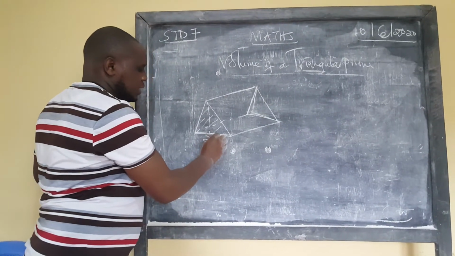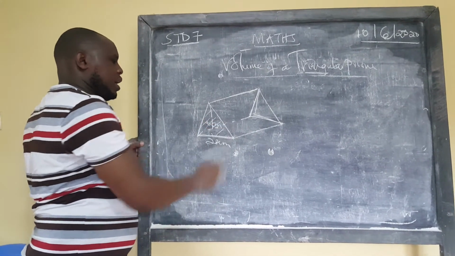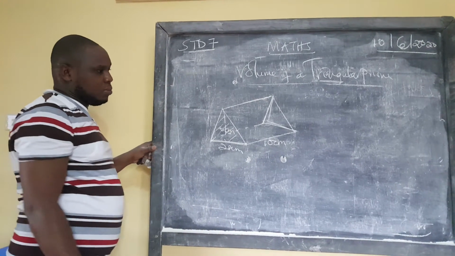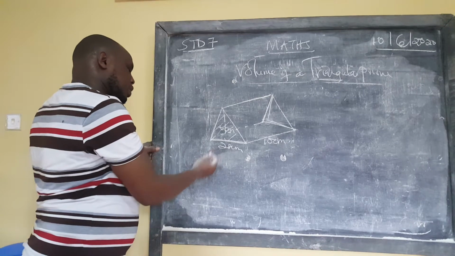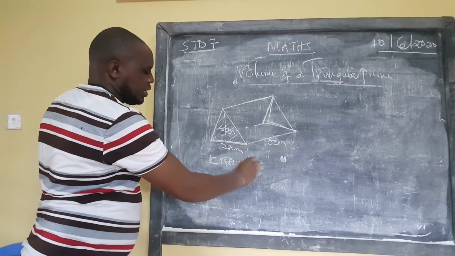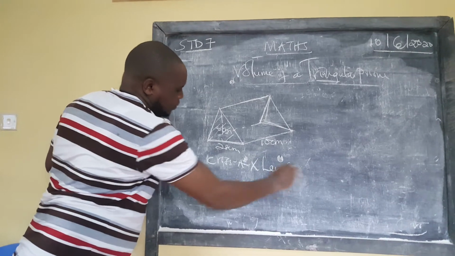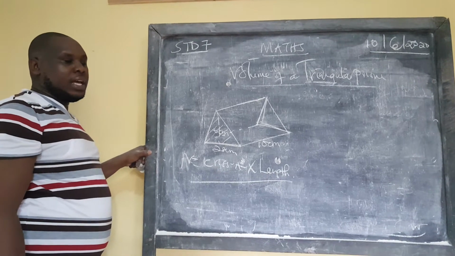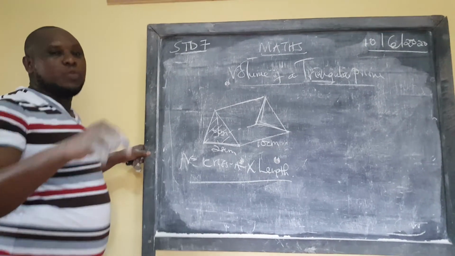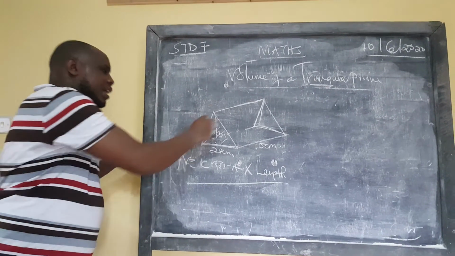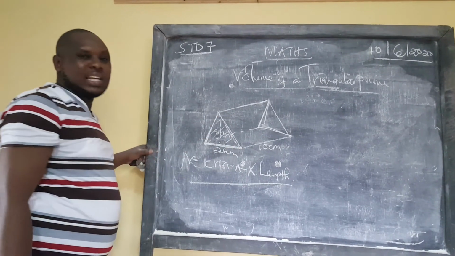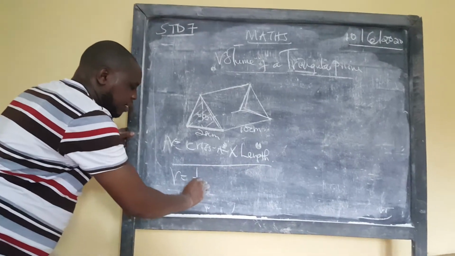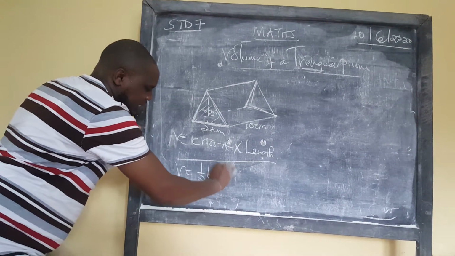Here they give you 28 centimeters and a height of 6 centimeters, and then this is 10 centimeters. Very easy, learner. How do we get the volume of this? We just get the cross-sectional area times length. Volume is equal to cross-sectional area times length. In case you are not given the cross-sectional area, you have to look for it. The cross-sectional area will be the area of the triangular shape. In this case, we are not given it, so the volume will be equal to half base times height times the length.